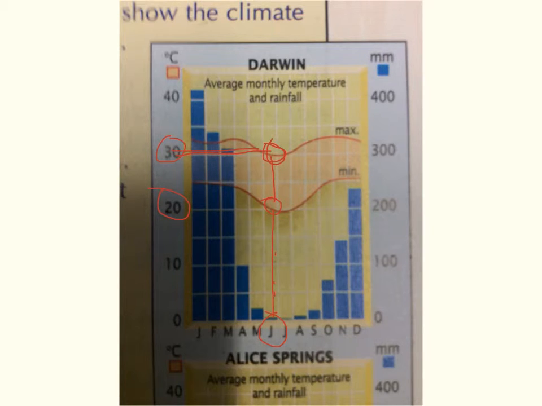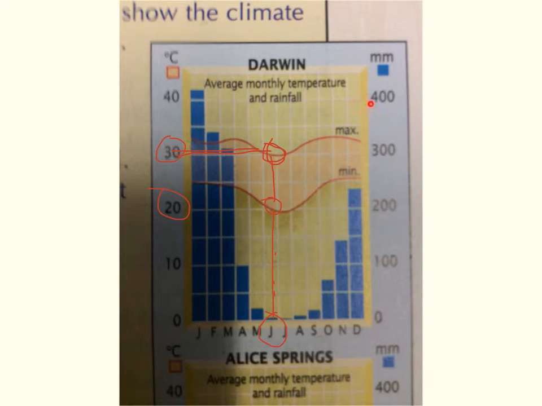You'll also notice that we have these blue bars that appear on our graph. These show rainfall. Okay, so the higher the blue column graph, the higher the rainfall. And on the right-hand side, you can see that we have a scale in millimetres. And our scale starts down at 0, goes up to 100, up to 200, up to 300, and up to 400.